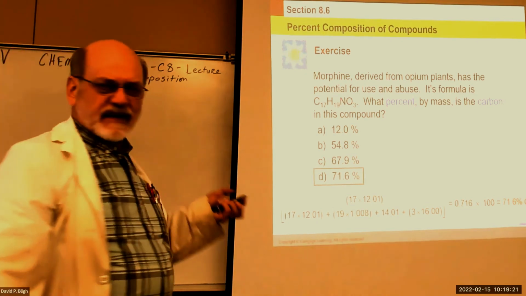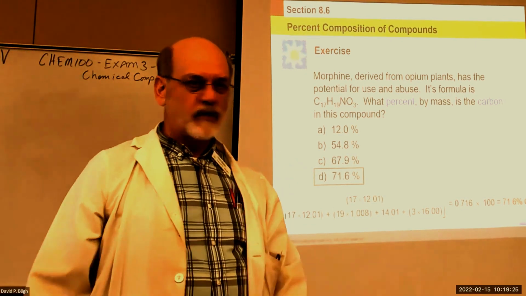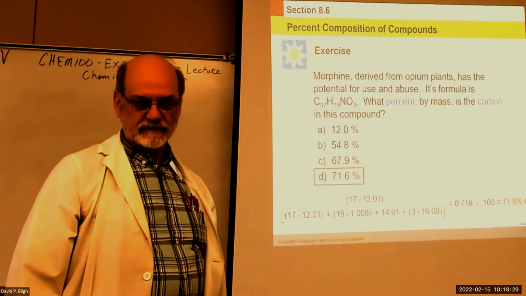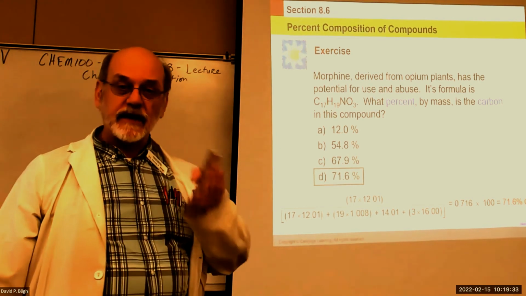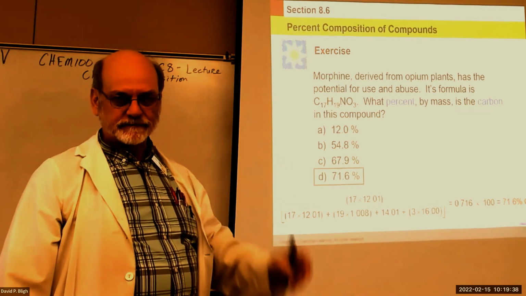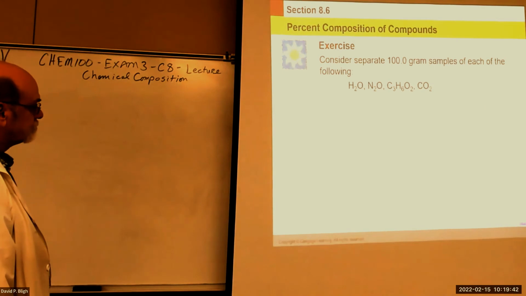Now, does this formula tell us anything about the structure of the molecule? Nope. That's what's called the molecular formula. That's how many carbons are in there, how many hydrogens, how many nitrogens, how many oxygens. It doesn't say how they're arranged at all.